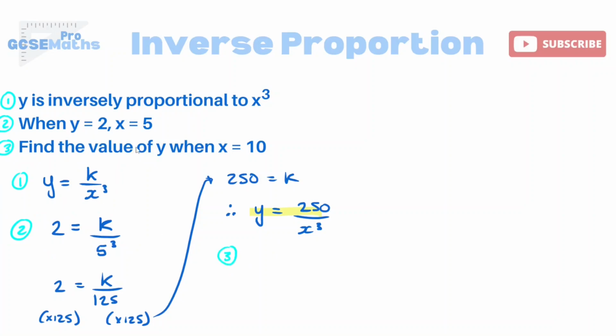It says, find the value of y when x is 10. So y equals 250 over 10 cubed. Okay, 10 cubed is 1,000, so 250 divided by 1,000 simplifies as a fraction to being 1/4, doesn't it? And that's it, y is 1/4.